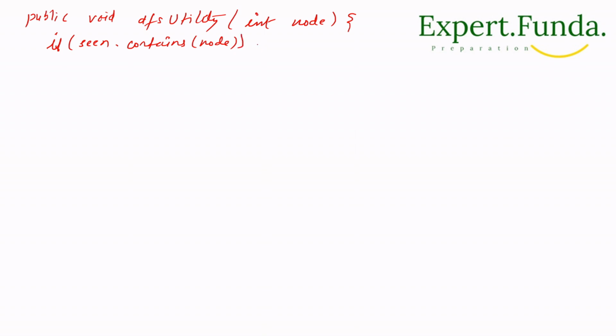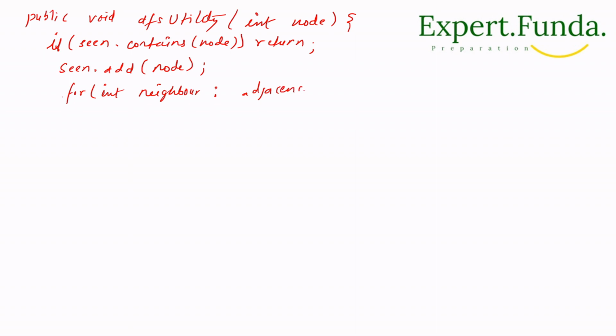If it is already seen, we will return here and not do anything. If not, then first we will add this node to seen. Now we will move to all the neighbors. For int neighbor, this will come from the adjacency list, using the get method, and we'll get this node.